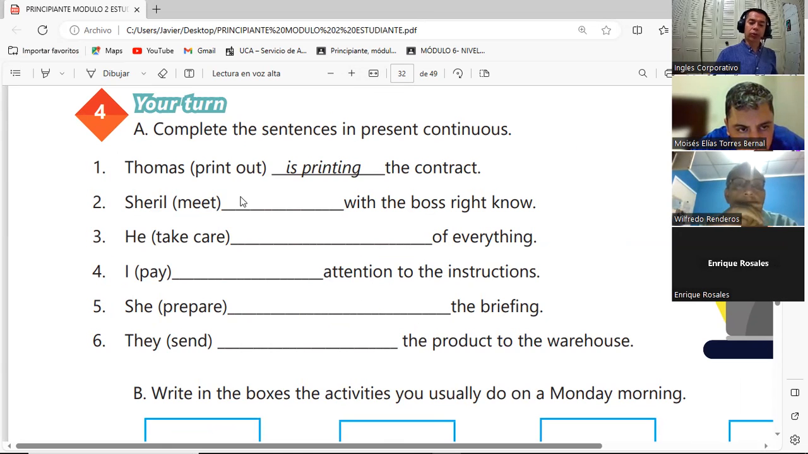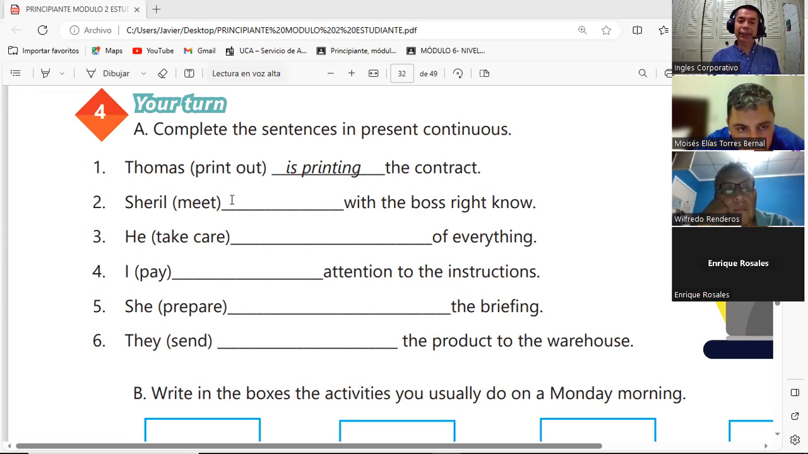Number two, yes, please. With the boss right now. Listen, right now. Simple present? No? Right now, Enrique, in this moment, right now. En este momento, ahorita, right? Present continuous or simple present? Present continuous, right?